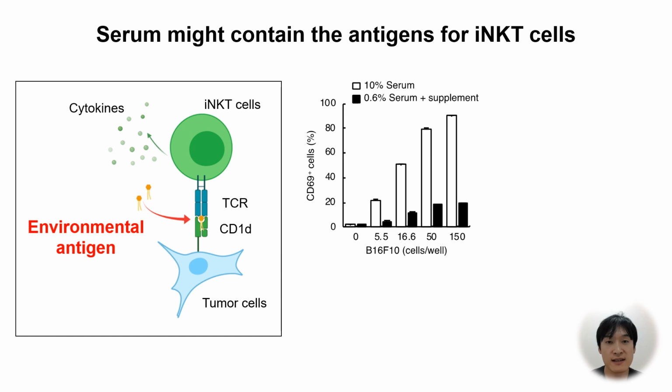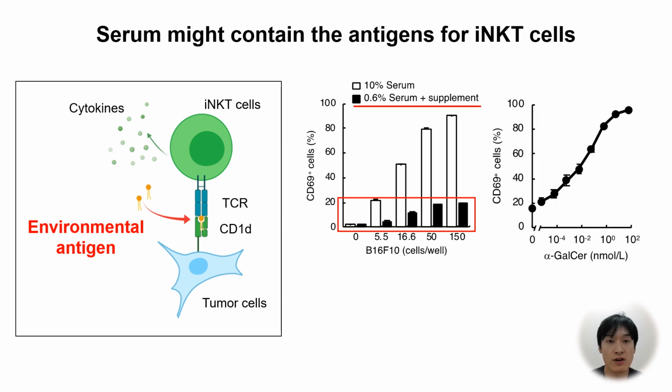We cultured B16 cells in 10% or low concentrations of FBS media. B16 cells cultured in low concentration of FBS media did not activate NKT cells. We confirmed that B16 cells cultured in lower FBS media activated NKT cells by adding synthesized alpha-GalCer. The results suggest that antigens on B16 cells were derived from serum.